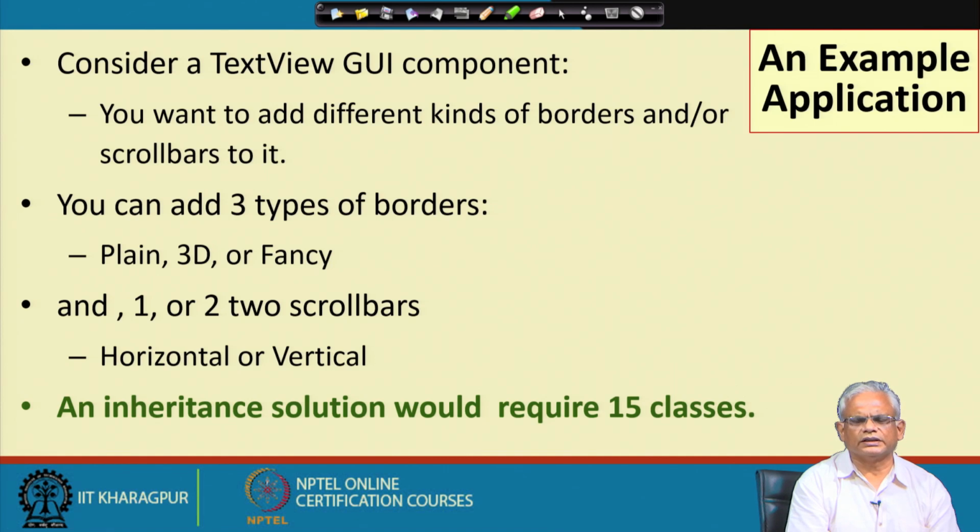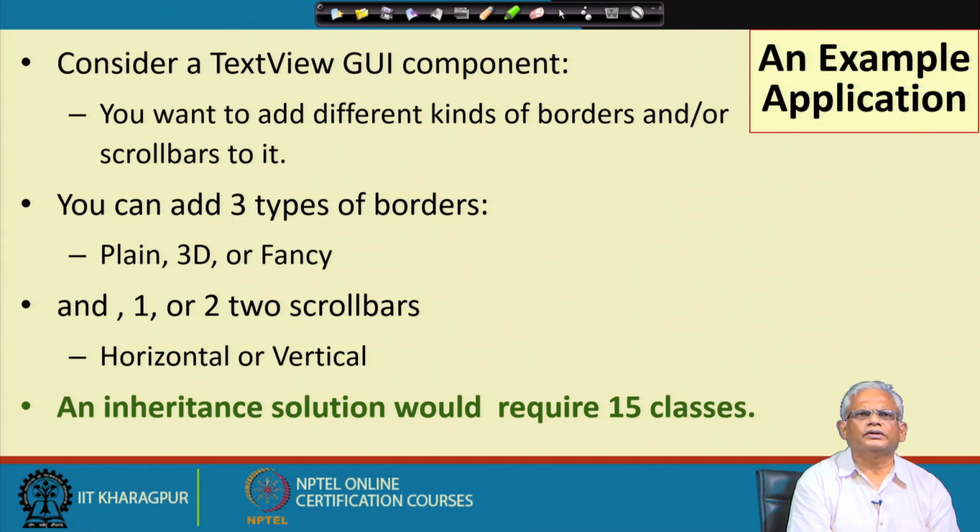Now, let us look at an example application. Suppose you have a GUI component which has a text view. It contains text, and then you want to add different kinds of borders and scroll bars to it. Let us say you can choose between three types of borders: plain, 3D, and fancy. And scroll bars, either one scroll bar or two, the horizontal and vertical scroll bar.